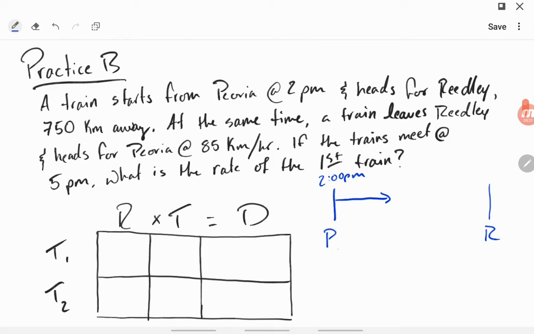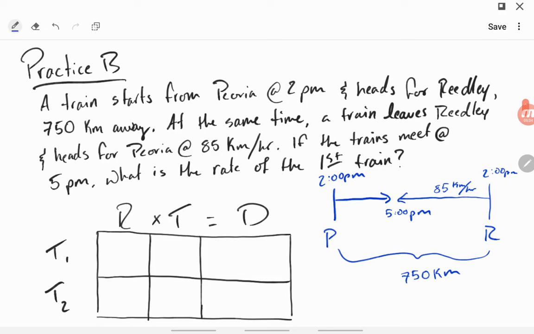We know that the distance between these two is 750 kilometers, right? Train starts from Peoria at 2 p.m. and heads for Reedley, which is 750 kilometers away. At the same time, so that means also at 2 p.m., a train leaves from Reedley and heads for Peoria. And it's moving at 85 kilometers per hour. If the trains meet at 5 p.m., what is the rate of the first train?